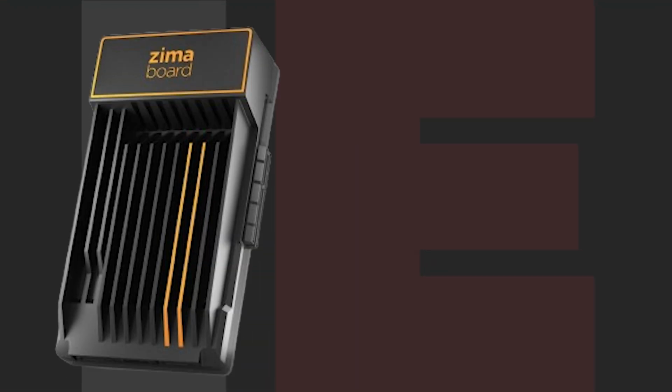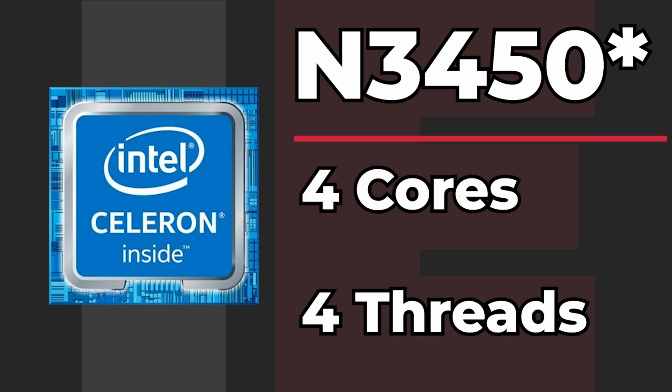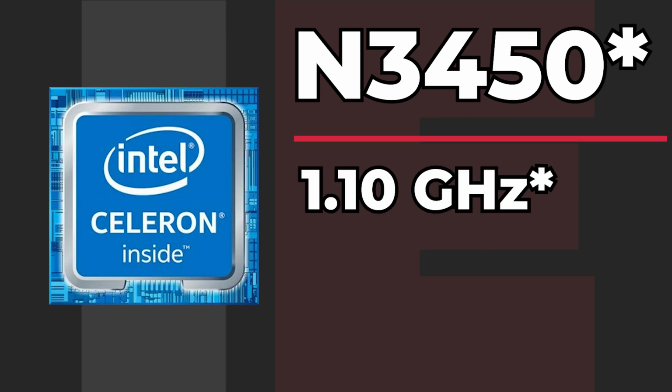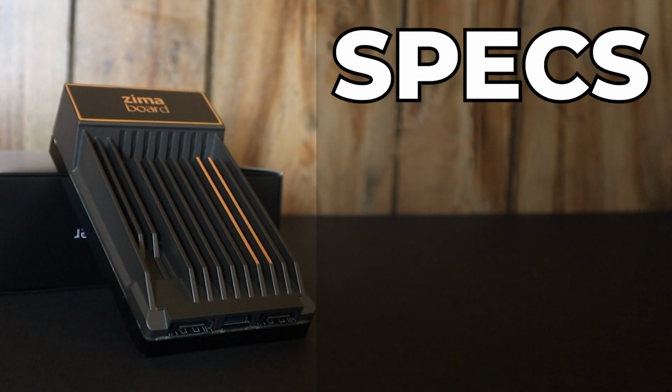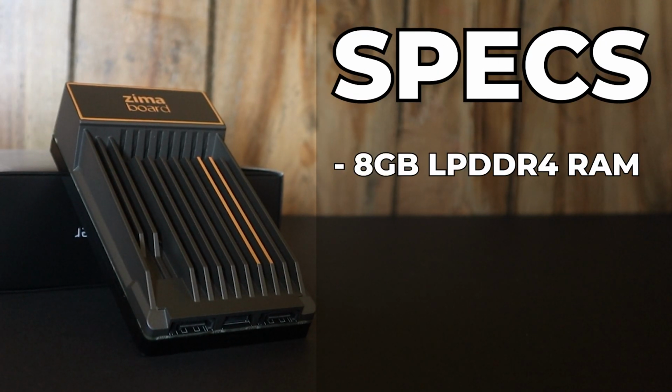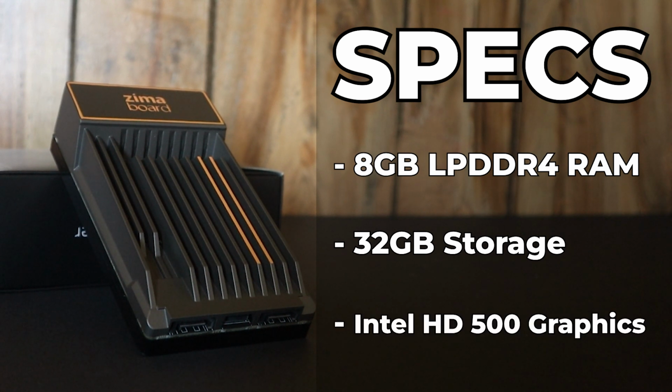Also, the Zimaboard 832 is equipped with an Intel Celeron J3455, which is more than capable of many home server needs with 4 physical cores, 4 threads that have a base frequency of 1.5 GHz and a burst frequency of up to 2.3 GHz. Now, on the topic of specs, the Zimaboard 832 has a total of 8 gigs of LPDDR4 RAM, 32 gigs of onboard storage, and all models of the Zimaboard have the Intel HD 500 graphics.